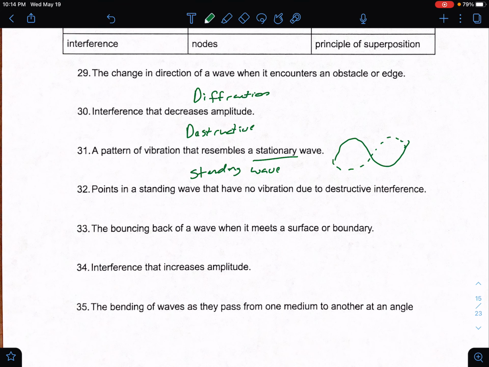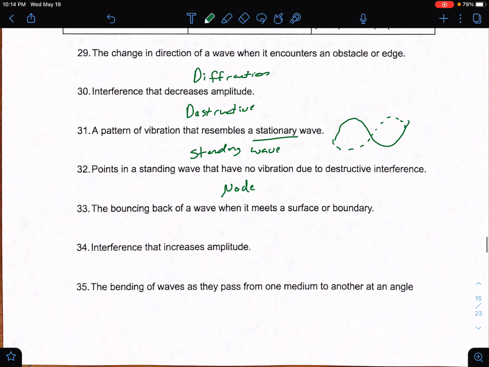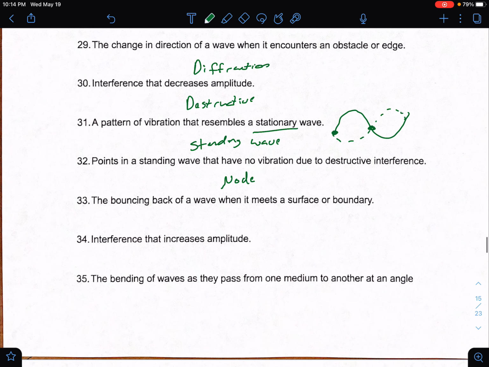Points in a standing wave that have no vibration due to destructive interference. Okay, this is a node. So remember, your nodes were at the center where everything cancels out. So a node would be like right here. The bouncing back of a wave when it meets a surface or boundary, this is just reflection. That one's pretty self-explanatory. Interference that increases amplitude, this is going to be constructive.